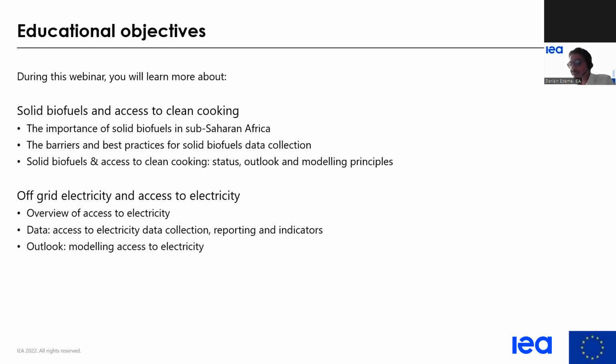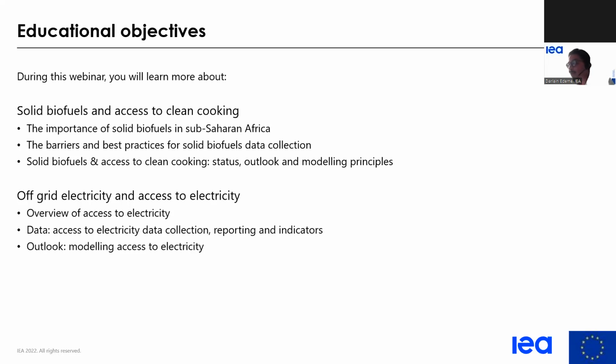So in the second half of today's lecture, we'll discuss access to electricity, and we will have a specific focus on off-grid electricity access. We'll go through an overview of this topic. We'll discuss data and statistics, again, on electricity access. And to conclude, we will have a look at the modeling implications of access to electricity.